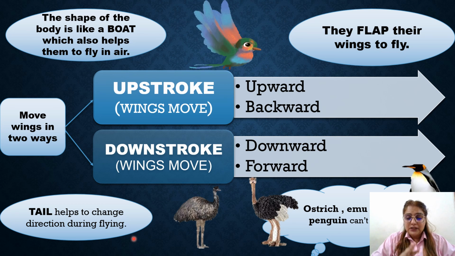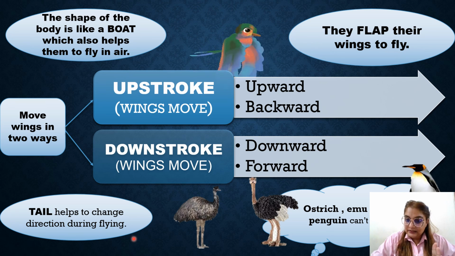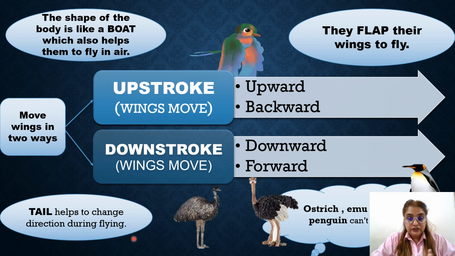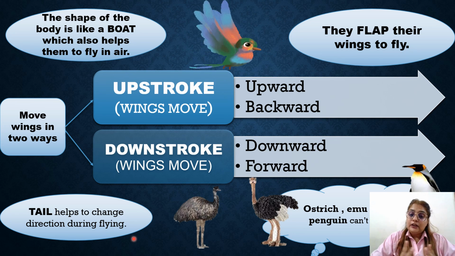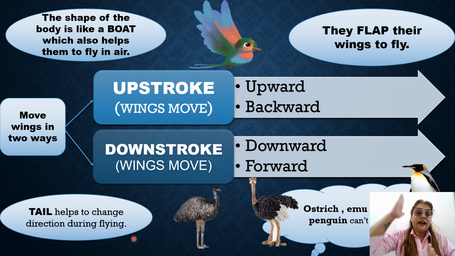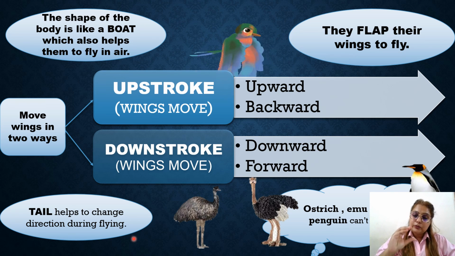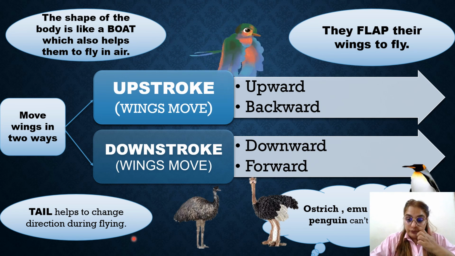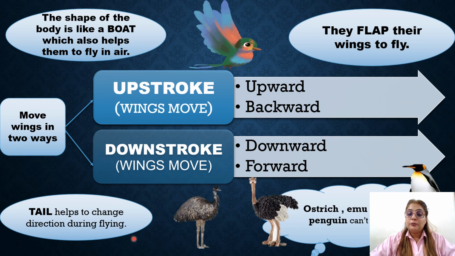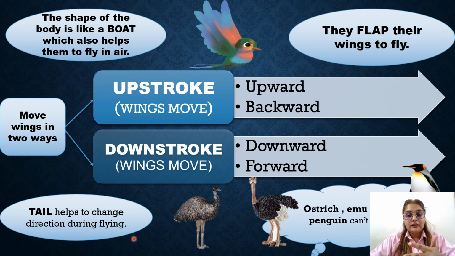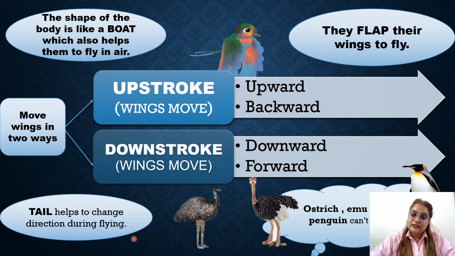So there are three main birds which cannot fly. They have their wings, they have everything, but they cannot fly up in the air, but they can move on a very small height. So who are those birds? Those birds are ostrich, emu and penguin. The three birds, they can't fly.